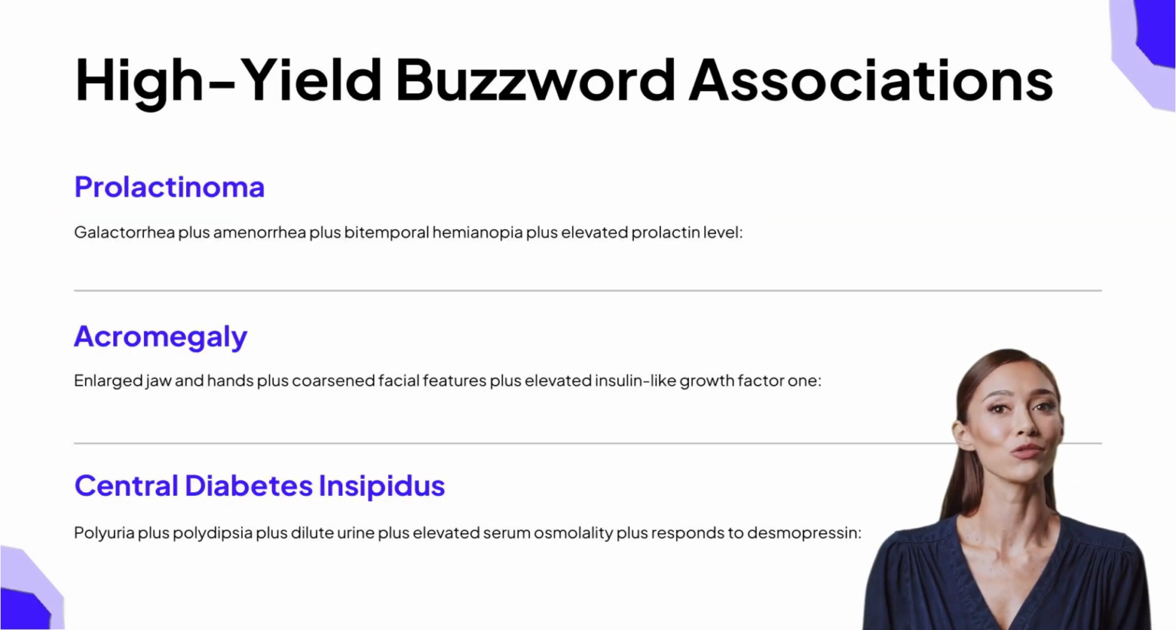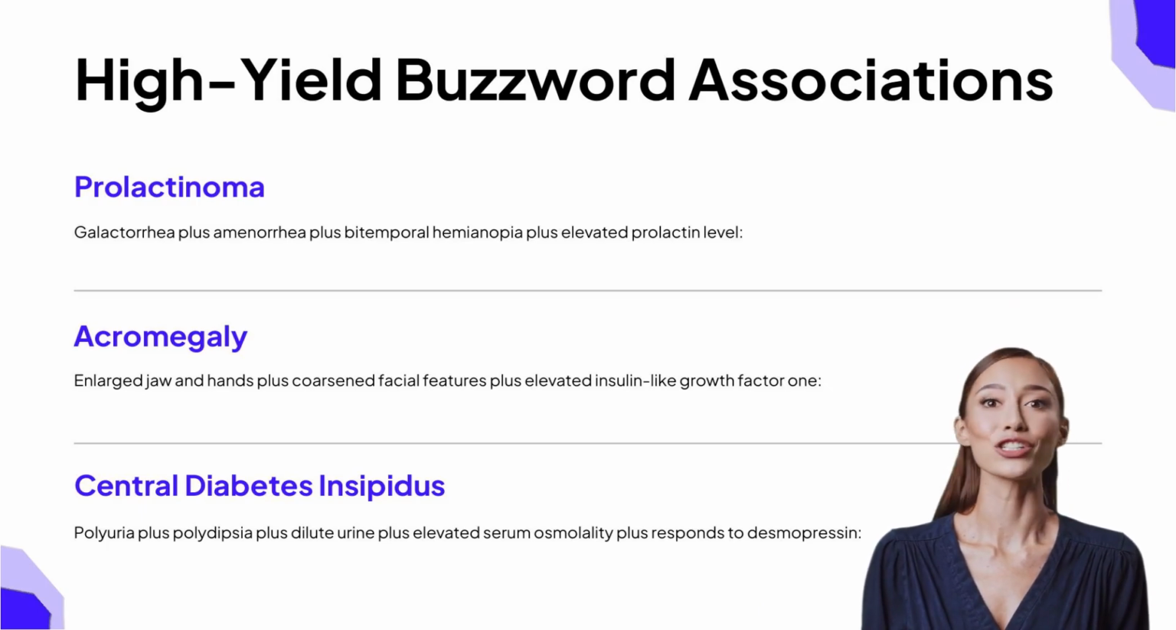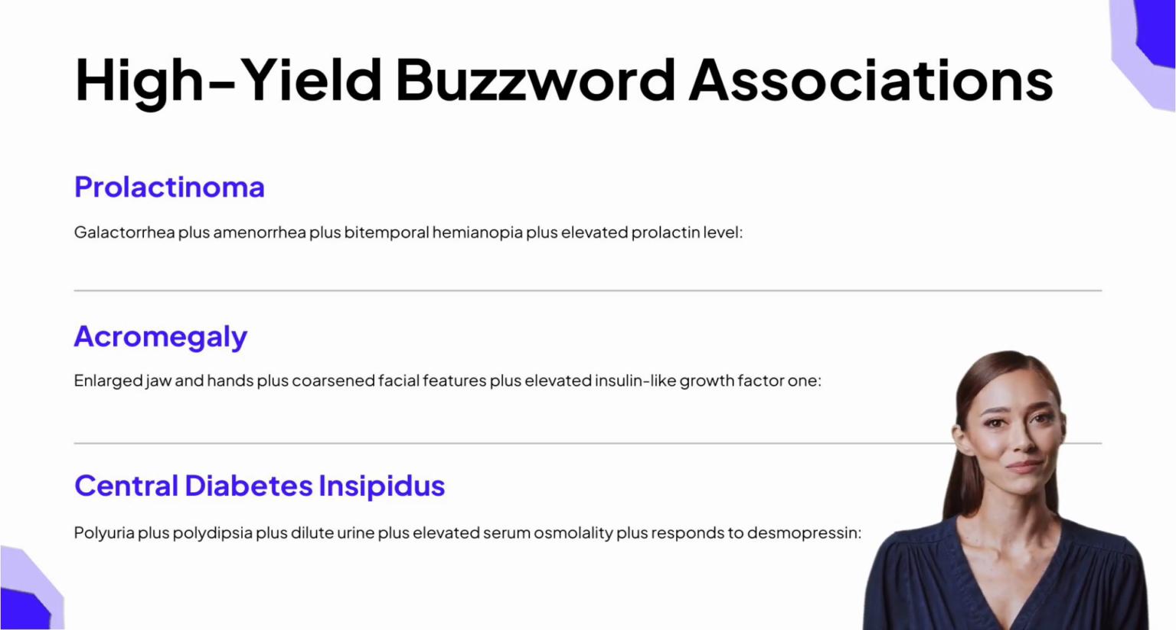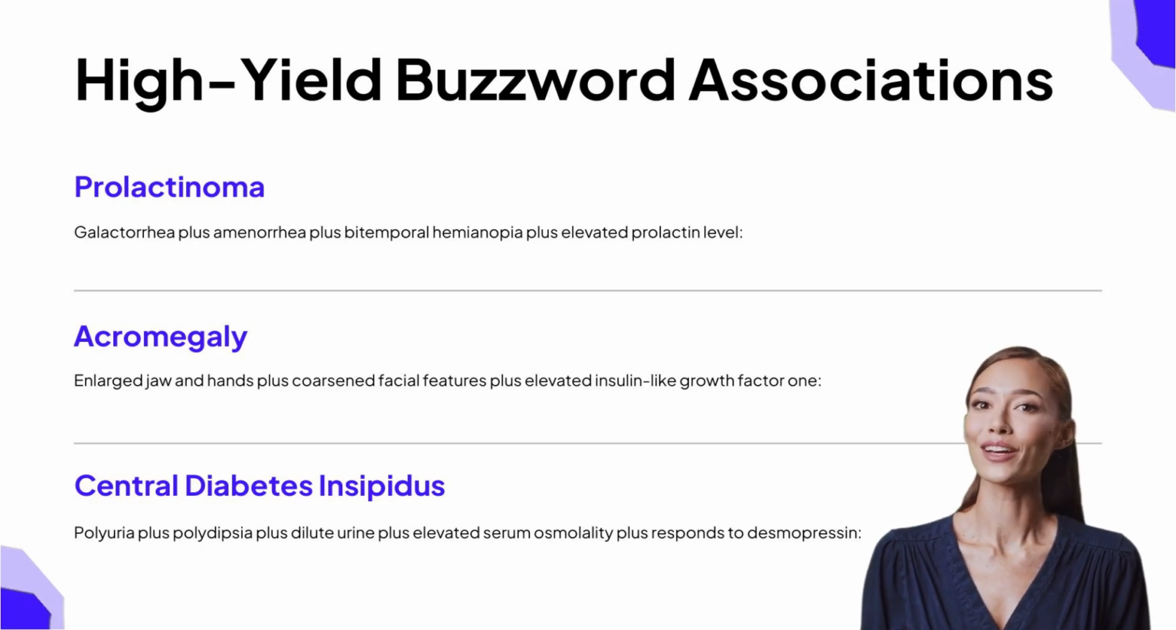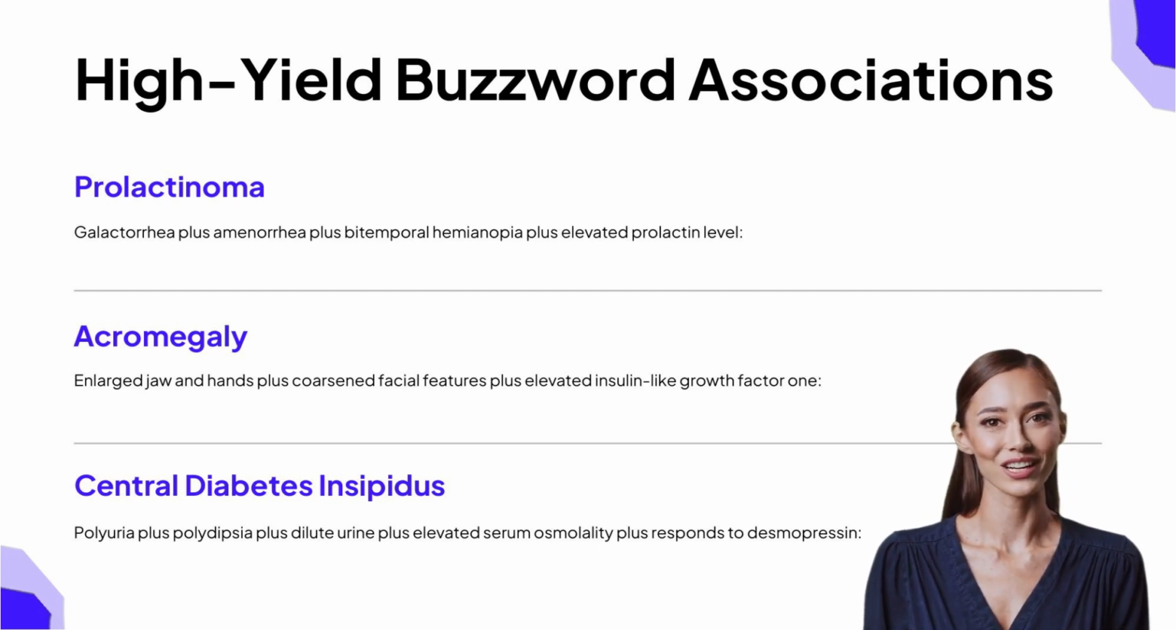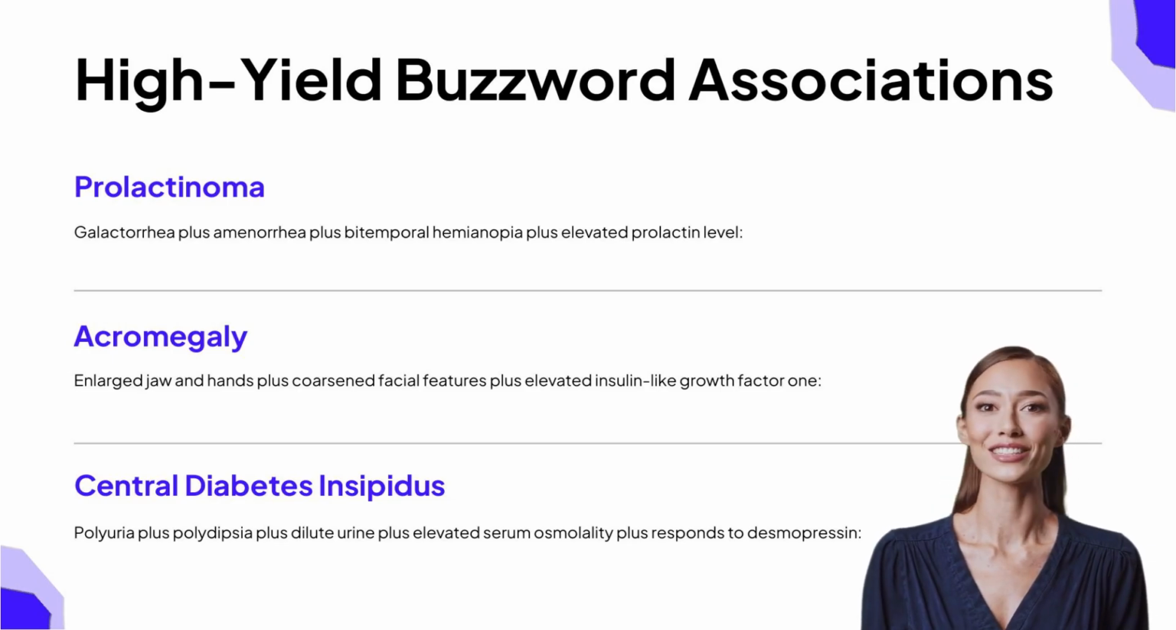Now let us lock in the buzzwords. When you see these keyword combinations in a question stem, your brain should immediately jump to the diagnosis. For prolactinoma, think galactorrhea plus amenorrhea plus bitemporal hemianopia plus an elevated prolactin level. For acromegaly, think enlarged jaw and hands, coarsened facial features, and an elevated insulin-like growth factor 1 level. For central diabetes insipidus, think polyuria, polydipsia, dilute urine, elevated serum osmolarity, and a response to desmopressin.